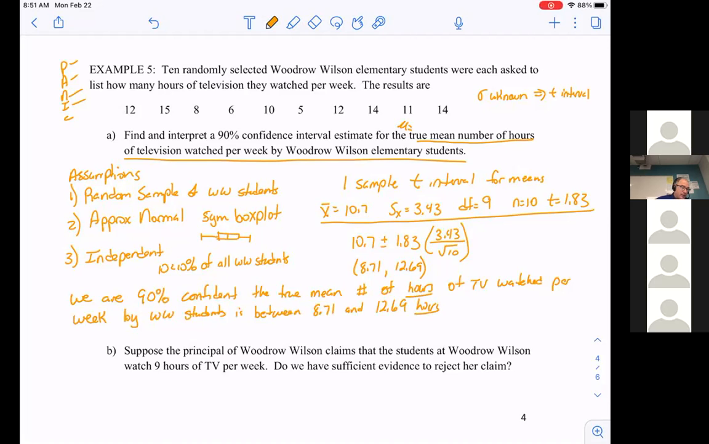All right. Suppose the principal at Woodrow Wilson claims that students at Woodrow Wilson watch 9 hours of TV per week. Do we have sufficient evidence to reject her claim? And again, that would be no, because 9 lies in the interval from part A.